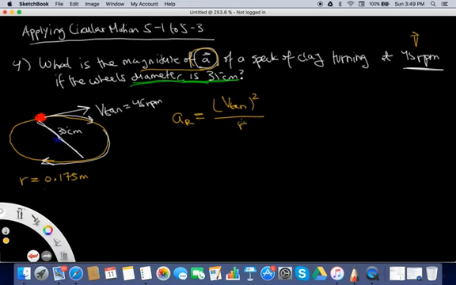Oh, wait, we can't. We have revolutions and we have meters. Those are two completely separate quantities. So let's convert this 45 RPMs into meters per second. Okay, let's try to do it into something that we're familiar with. So I'm going to divide this board and put it in a different color for the conversion.